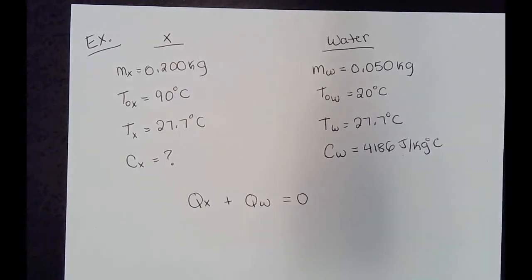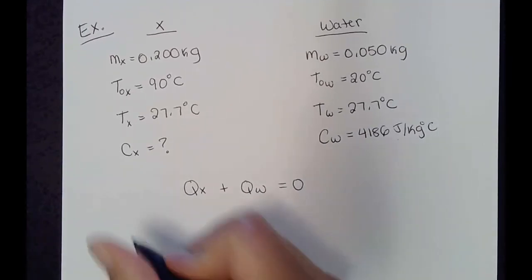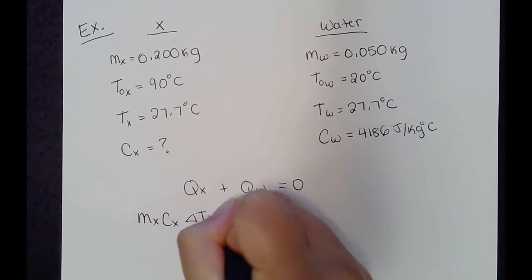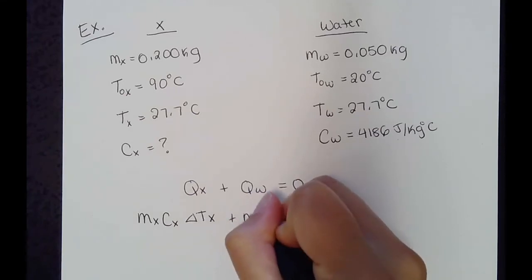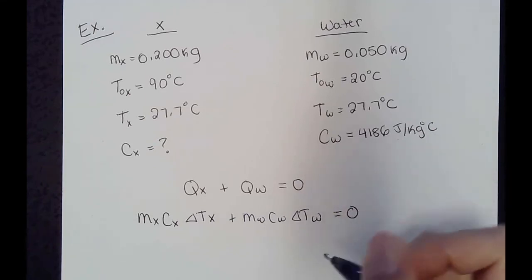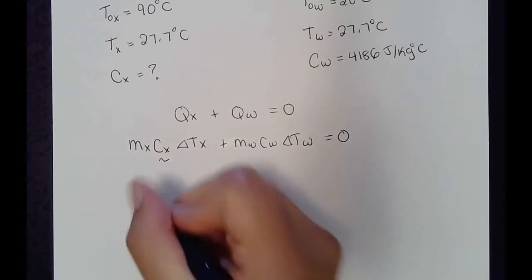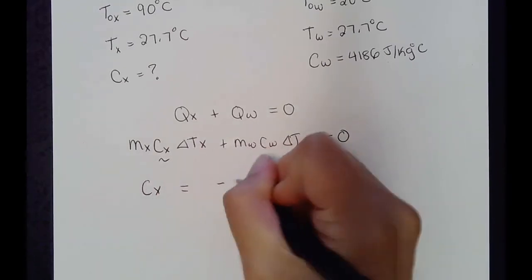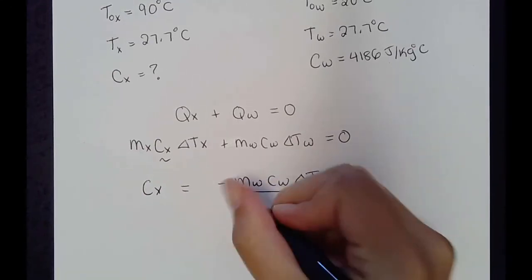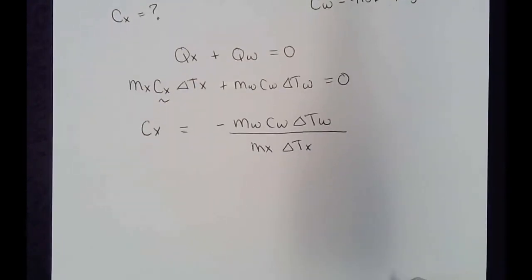So our thermal equilibrium equation looks like this: Qx plus Q water equals 0, mxCx delta Tx plus m water C water delta T water equals 0. And then we're solving for Cx, the specific heat. So I'll have Cx equals negative m water C water delta T water divided by mx delta Tx. And then at that point we can plug in the numbers.